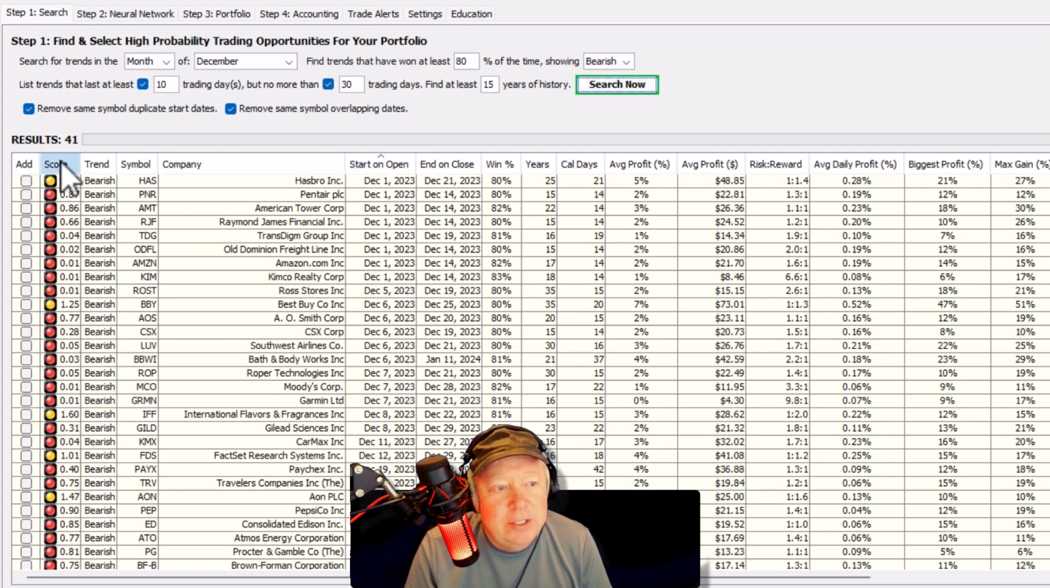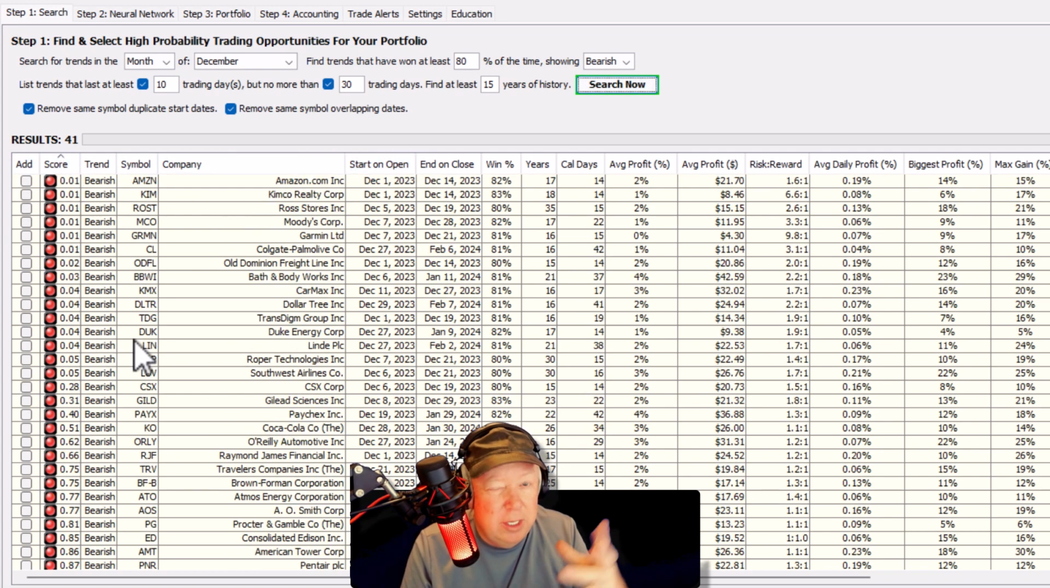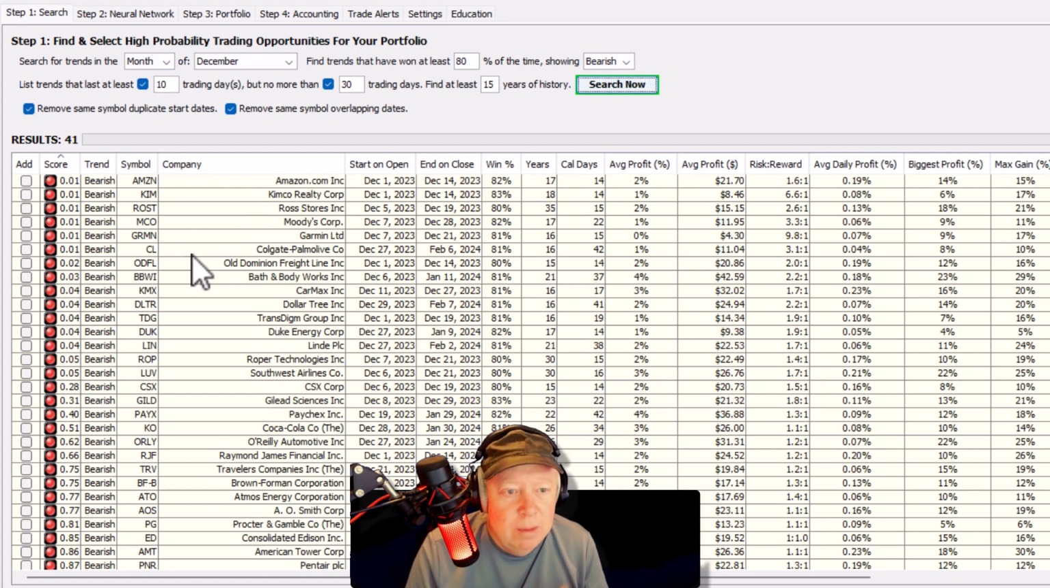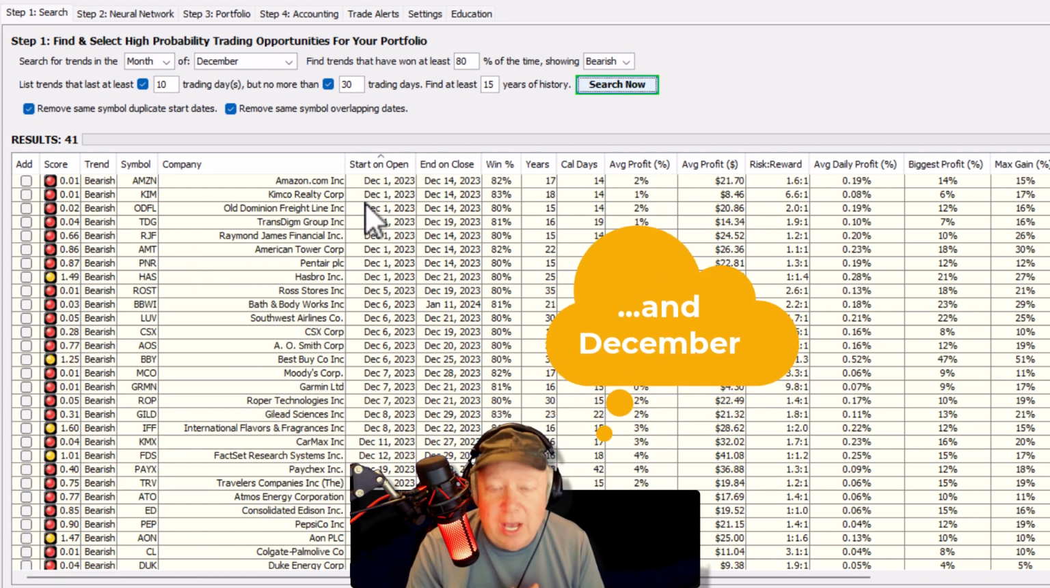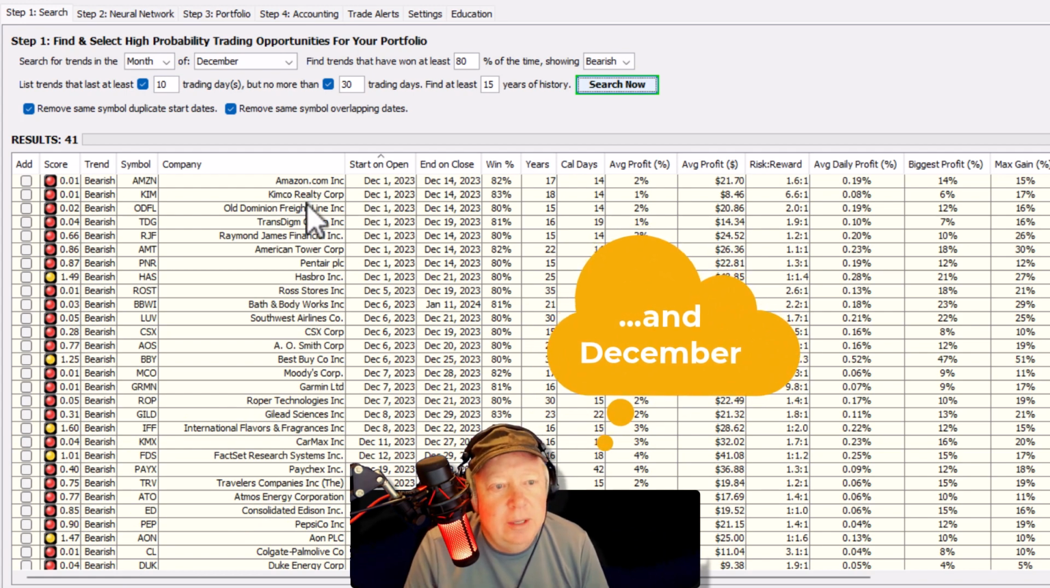I had it sorted by score, but the score isn't as important in this sense, because what we're really looking for is which stocks might be in our portfolio that do poorly in the month of December, and maybe we can weed some of those out if we need to clean our portfolio. So we can just come down through this very quickly.